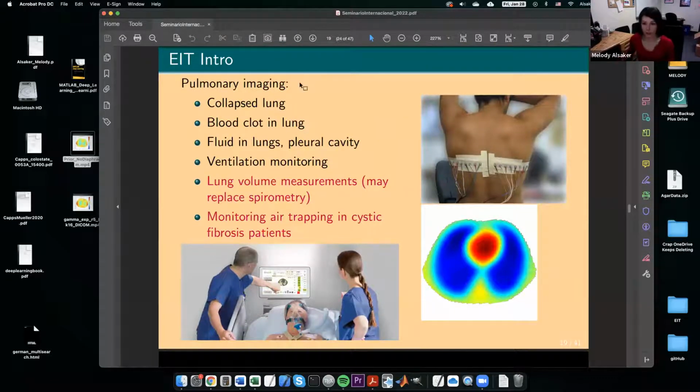The thing that I have been working on in particular over the years has been mostly pulmonary imaging, which means lung imaging. So these are some of the things that you can use EIT for, in particular dealing with the lungs: collapsed lung, blood clot in the lungs, fluid in the lungs or in the surrounding pleural tissue, and ventilation monitoring. This has been a big one, of course, with COVID, with patients who are hooked up to ventilators.